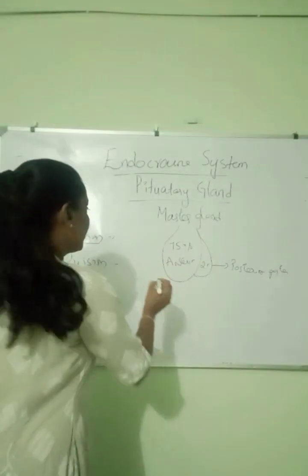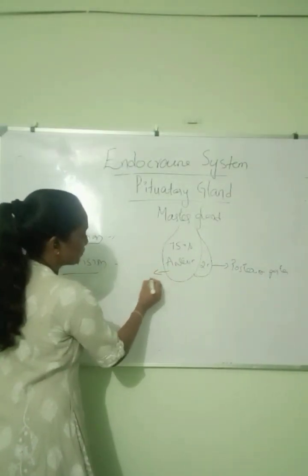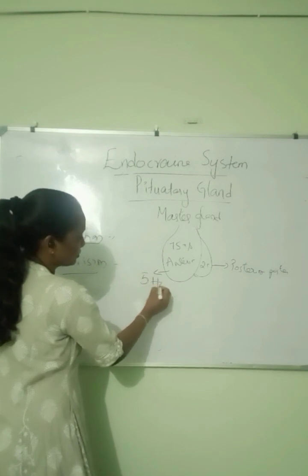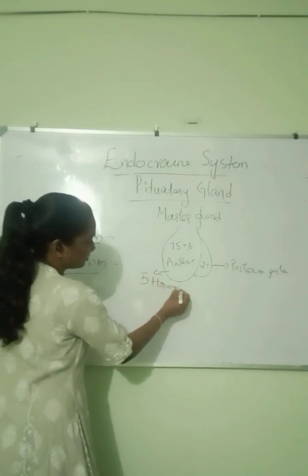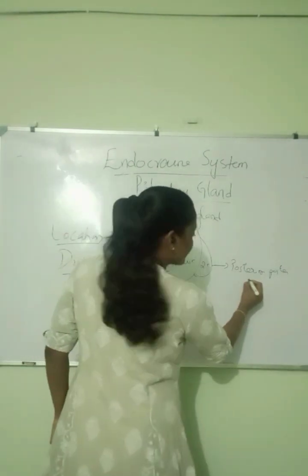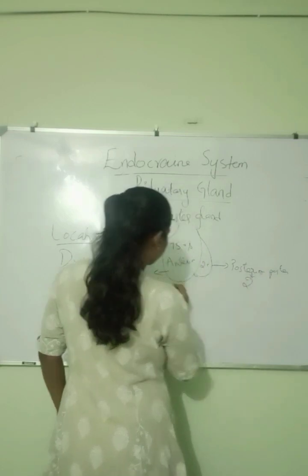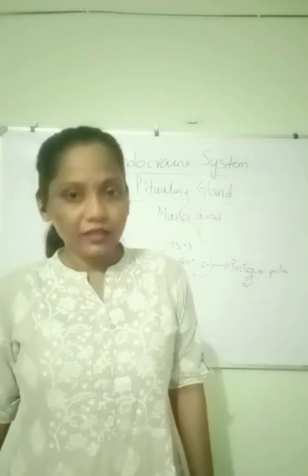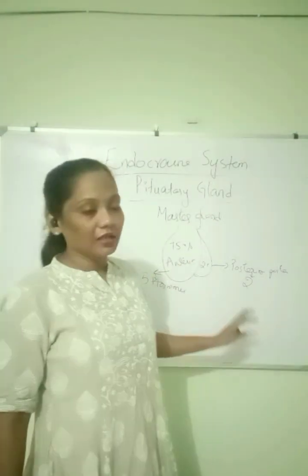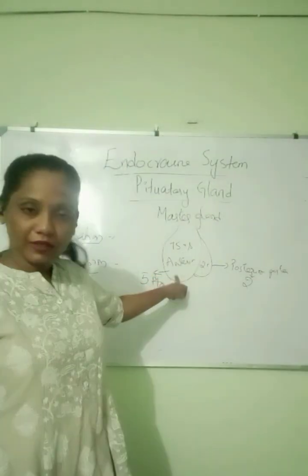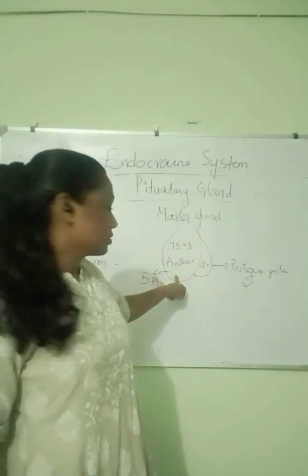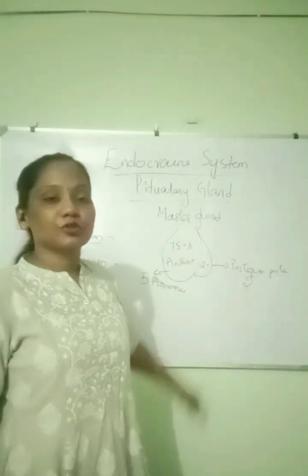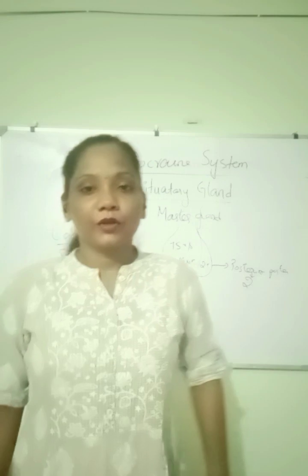The anterior pituitary gland produces a total of 5 hormones, and the posterior pituitary gland releases 2 hormones. You have to understand this very clearly, and then only we can proceed. So the anterior pituitary gland occupies 75% and the posterior one 25%. It releases only 2 hormones.